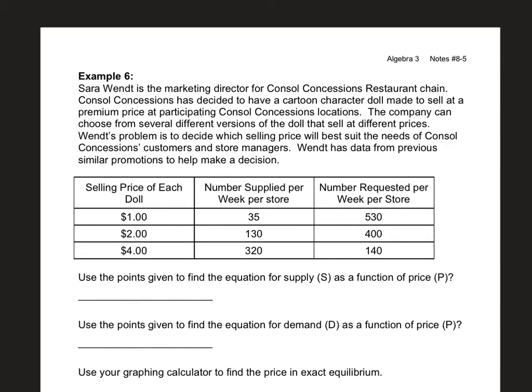So we've got a marketing director for a chain of restaurants. They've decided to have a cartoon character doll made to sell at a premium price at participating locations. The company can choose from several different versions of the doll that sell at different prices. Wendy's problem is to decide which selling price will best suit the needs of consumers, concessions, and managers. Wendy has data from previous similar promotions to help make the decision.